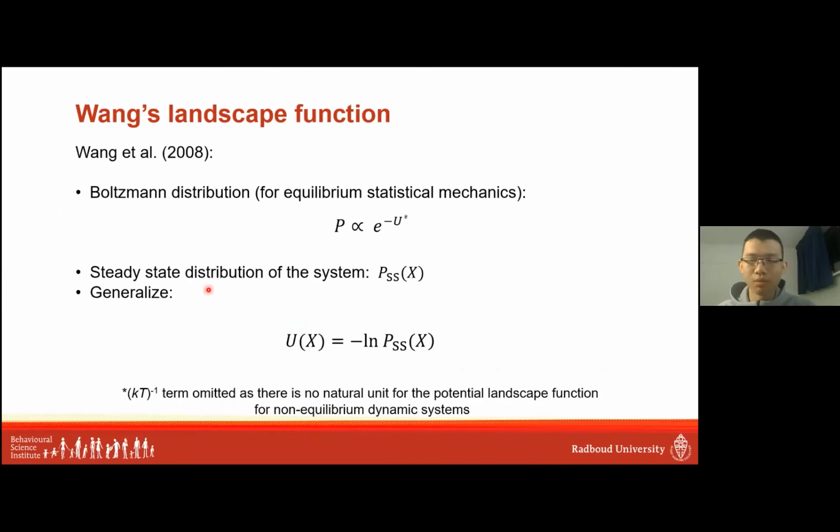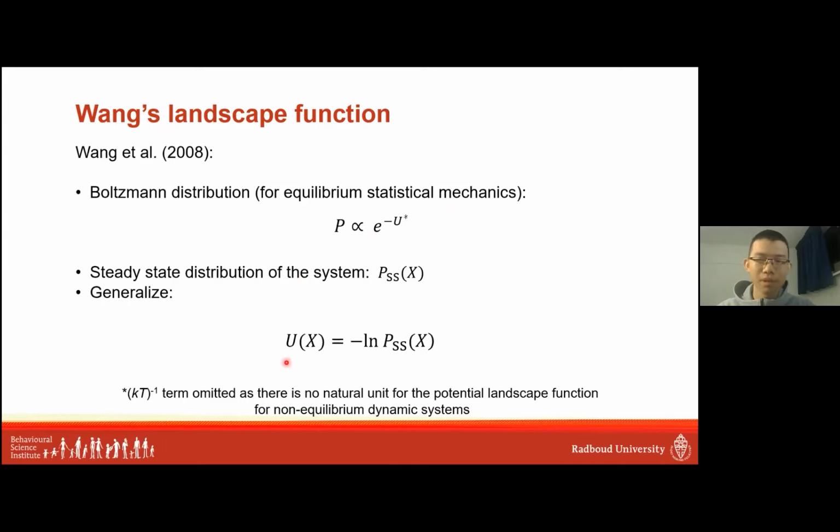The method we found was originally proposed by Wang and his colleagues in the field of chemical dynamics. However, it can also be applicable for psychological systems. The basic idea is from the Boltzmann distribution, that the probability distribution is proportional to e to the minus U power. For stochastic differential equations, we can calculate its steady-state distribution, which means the collective distribution in the phase space that doesn't change over time. Then we can plug that in this equation to get the potential landscape.